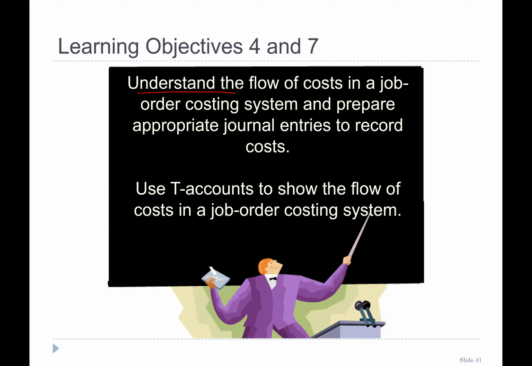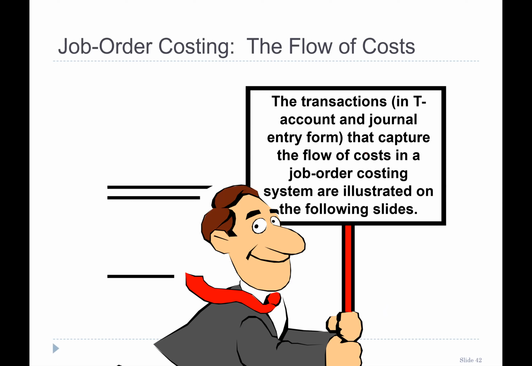So the flow of cost is that the transactions, in T accounts and journal entry form, that capture the flow of cost in a job order costing system are illustrated in the following slide. So remember, a hint, what is a journal? A journal is a chronological order of day-to-day transaction recordings, in which we have debit and credit entries. So each entry contains both debit and credit.